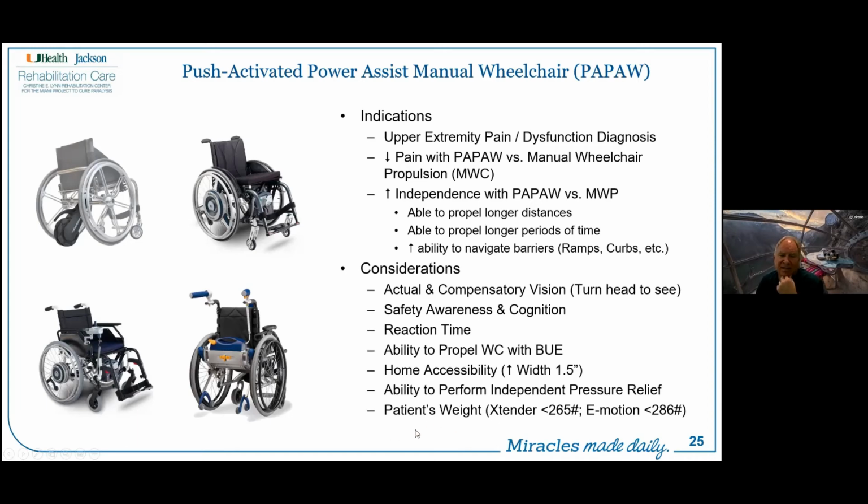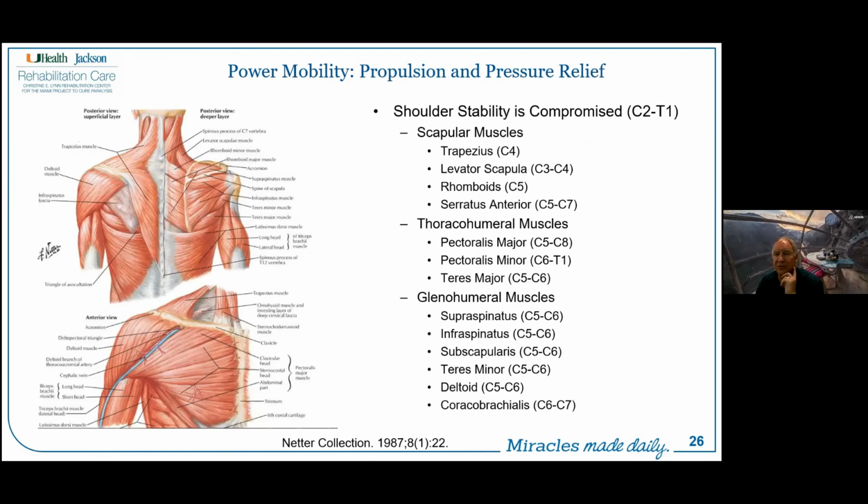And then some of these systems are better than others depending upon the person's body weight. The extender system will handle folks up to 265 pounds. If a person weighs more than that, but less than 286, they might be better off with the E-motion. There are different brands, and I'm trying not to lean you one way or the other, just recognize that those are available. Push activated power assist manual wheelchair typically is going to go onto an ultra lightweight wheelchair to again minimize the wear and tear in the upper extremity for folks.